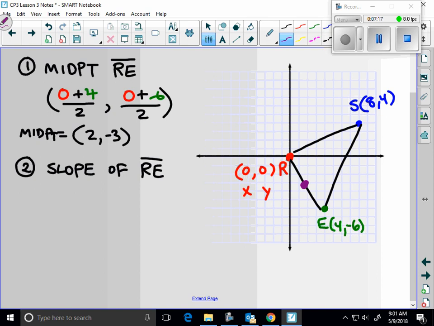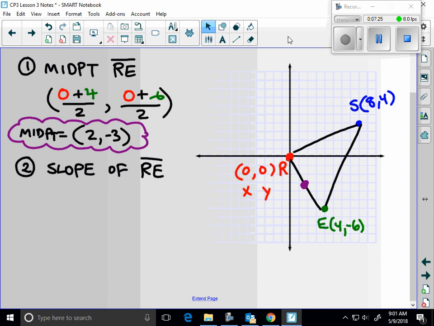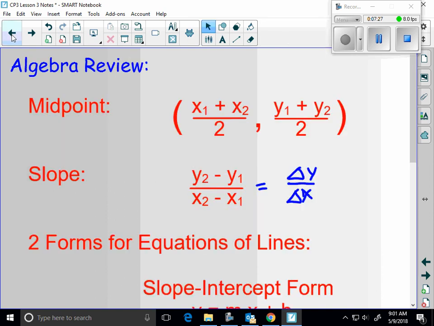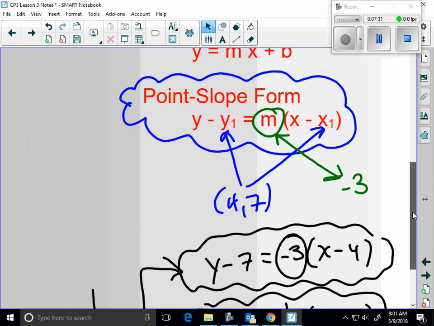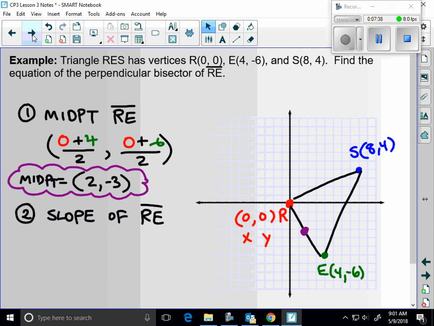Okay, so now I know a point that is going to be on my perpendicular bisector of RE. What else did I need on the last slide in order to find the equation? Yeah, I have a point here, (4, 7). I need to find a slope. So let's see how we're going to do that in the second piece.